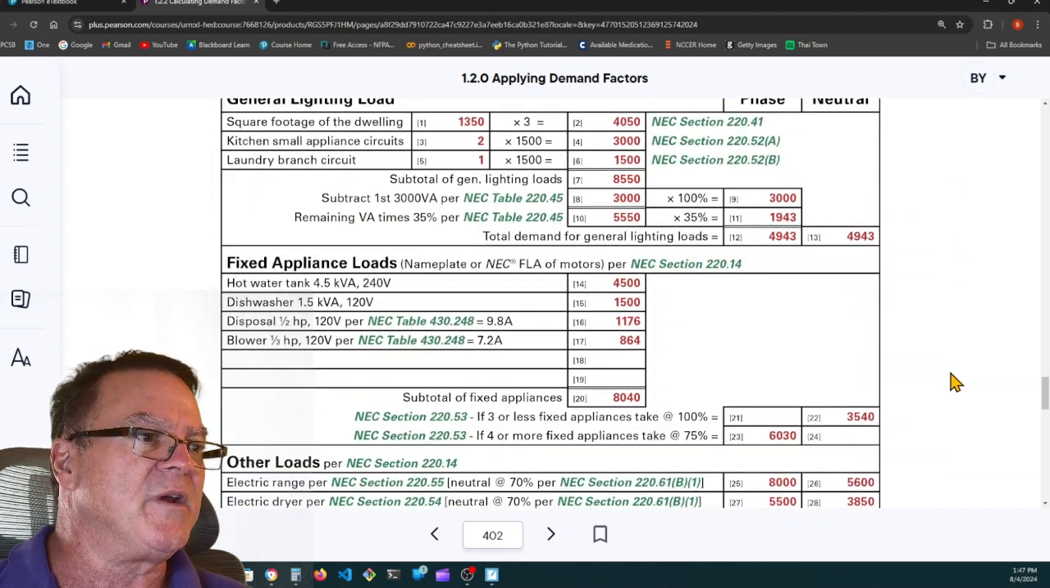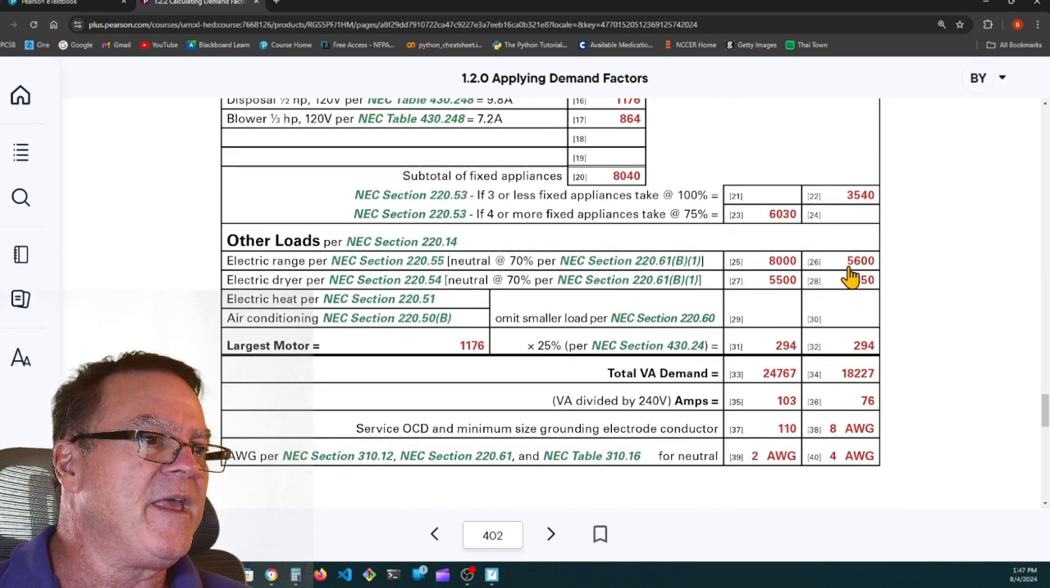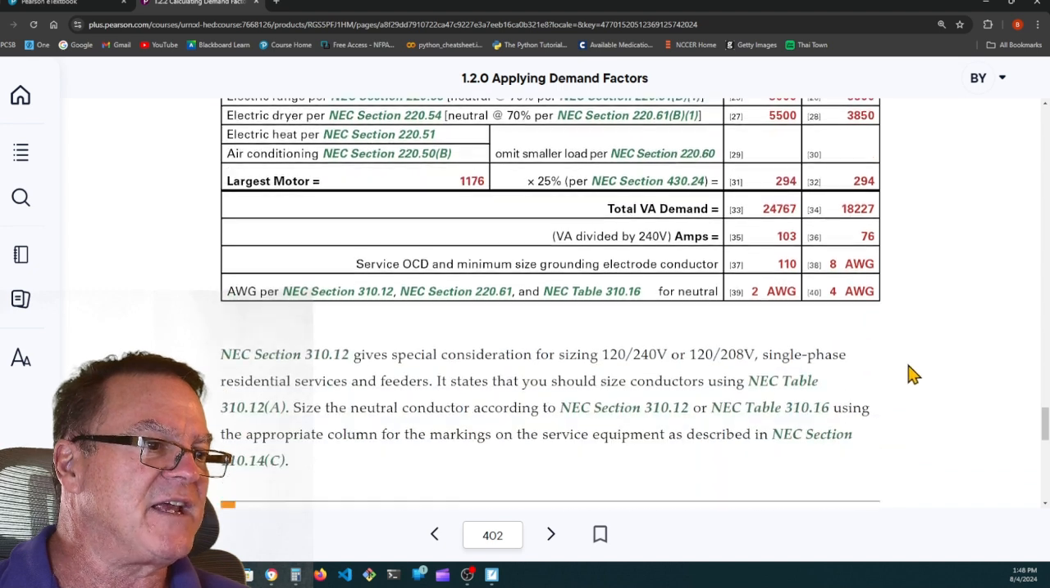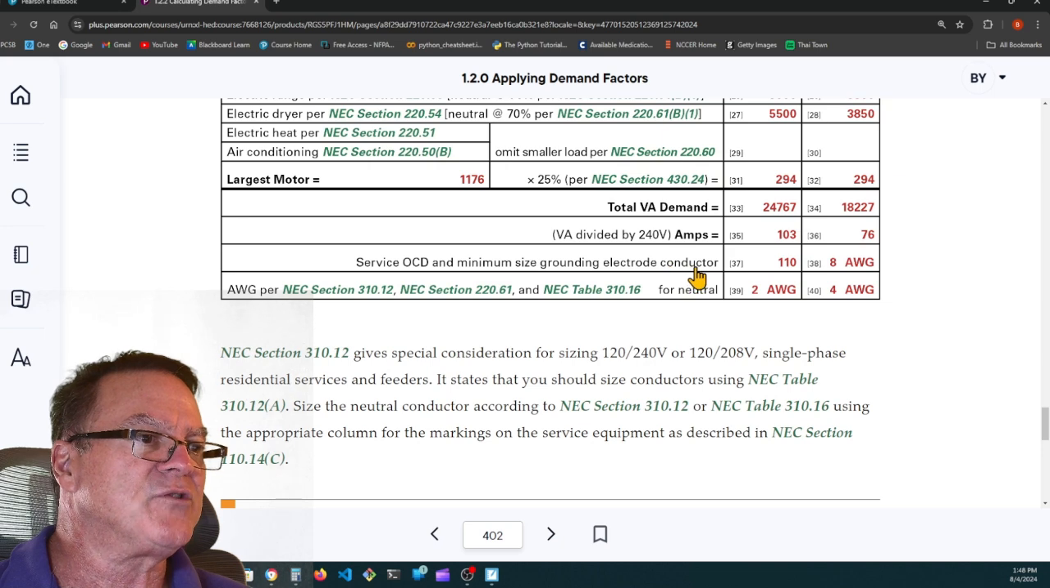Very good. So here they are. They put all of these values in for the neutral: 4,943, 3,540, 5,600, 3,850, and 294. They added all of those up together, 8,227 volt amps, and came up with 76 amps. So you need a number 8 for the neutral conductor, overcurrent device, and minimum size grounding electrode conductor. The grounding electrode conductor has to be a minimum of number 8.